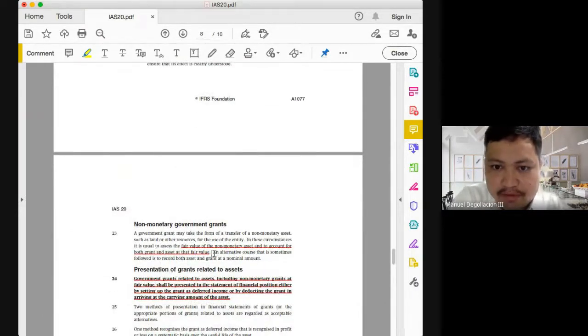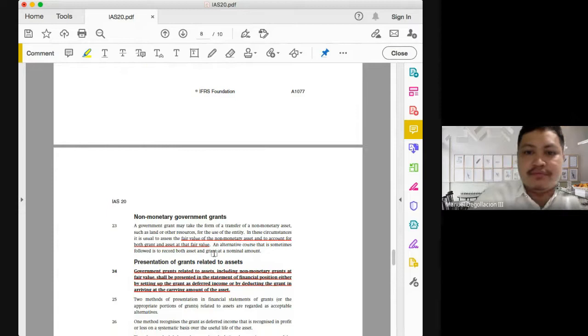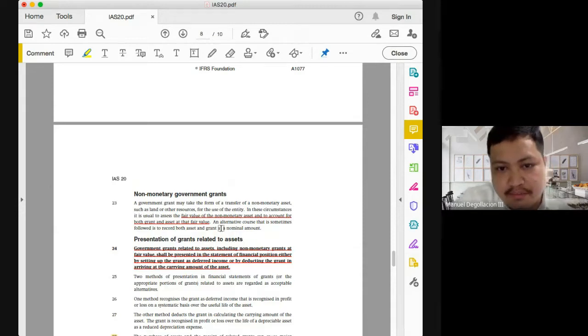Paragraph 23: a government grant may take the form of a transfer of a non-monetary asset, such as land or other resources, for the use of the entity. In these circumstances, it is usual to assess the fair value of the non-monetary asset and to account for both the grant and the asset at fair value. So it tells you that it is to be measured at fair value. An alternative course that is sometimes followed is to record both asset and grant at a nominal amount, meaning very insignificant amounts, which is the case also for your donated assets. If you remember in PAS 16, this is somewhat similar.